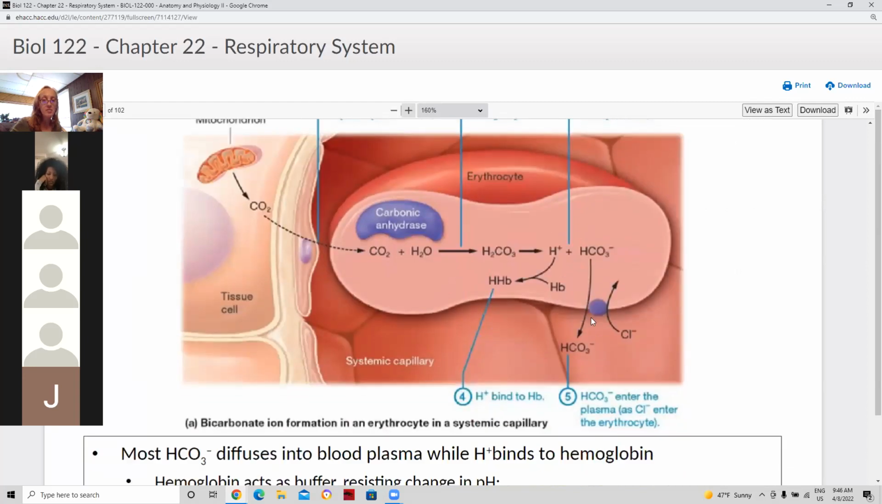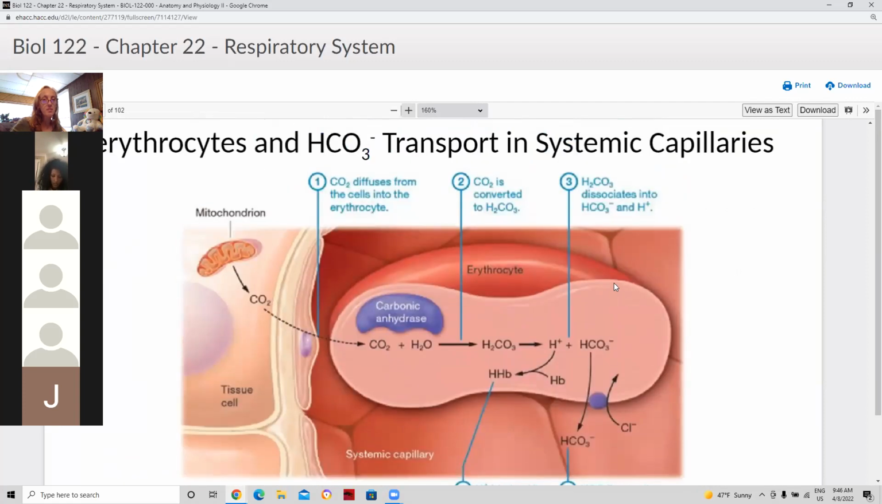Via a chloride shift, where bicarbonate leaves as chloride moves in. Carbon dioxide diffuses into the cell. It reacts with water to form carbonic acid. Carbonic acid dissociates into bicarbonate and hydrogen ions. The hydrogen ions bind to the hemoglobin, and the bicarbonate leaves the cell as chloride moves into the cell.